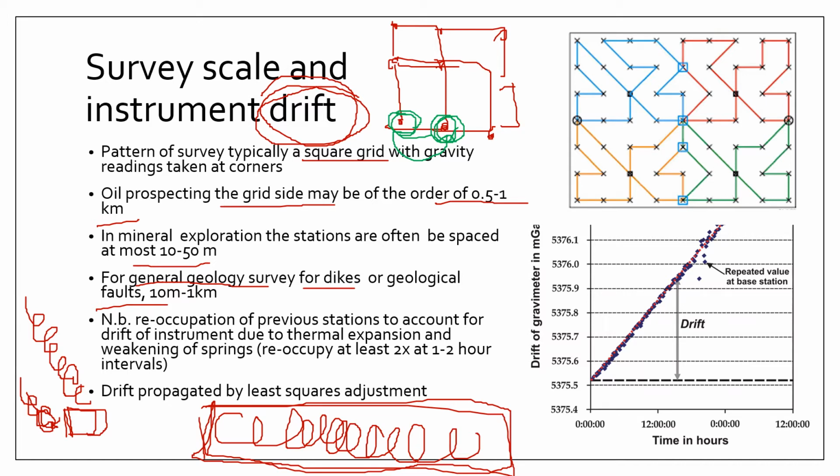Or the more expensive solution is to simply have a second gravity unit, a second gravimeter. So you have one gravimeter doing the survey, and you also have a second gravimeter just sitting on your base station. So you do your surveys, you go around, while this second gravimeter is just reading the same thing for the whole day.